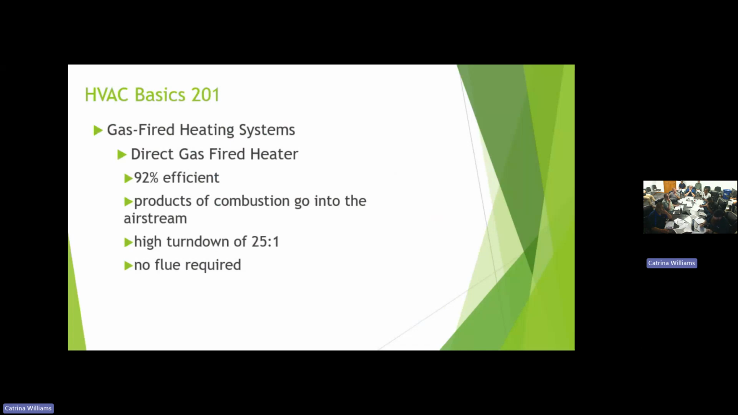Can you remind me again what turn down means? Oh, thank you. I sure will. Didn't even bring that up in the glossary. It's a good point. Turn down means the difference between high fire and low fire. So if we say 25 to 1 turn down, low fire is 1/25 of high fire. Good question. Modulating does have a turn down, because it modulates from high fire down to a lower level. Most of our burners are going to be 50% on low fire.